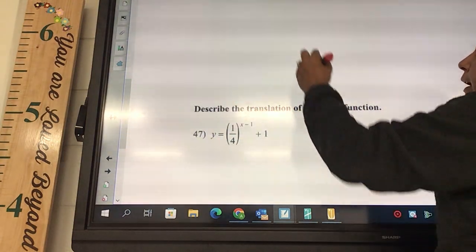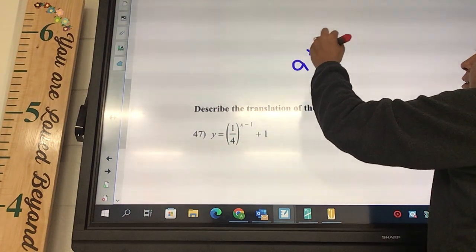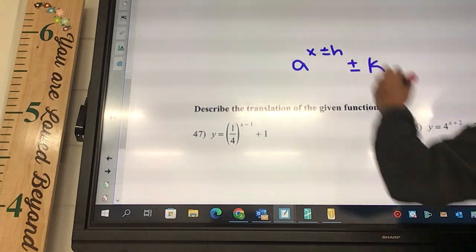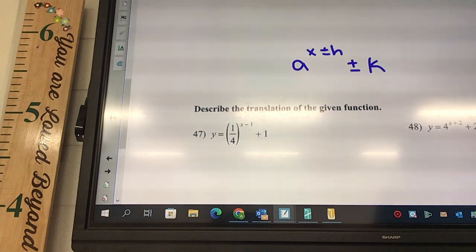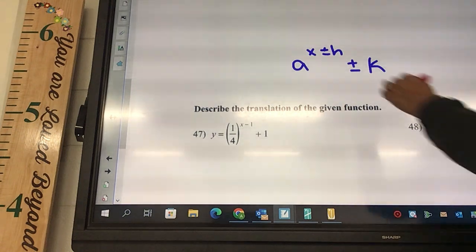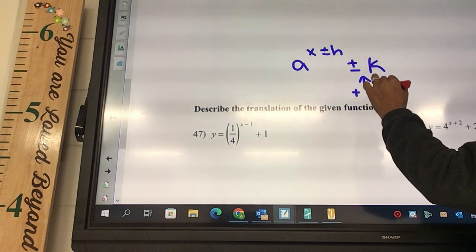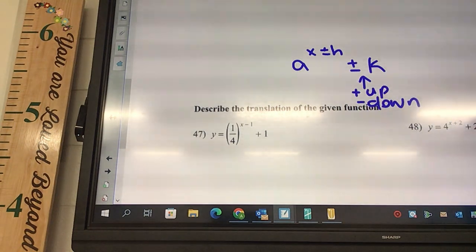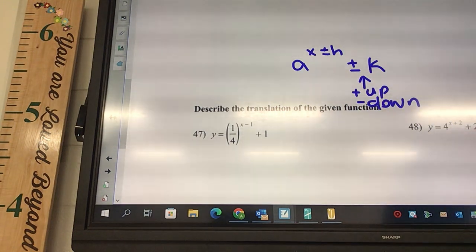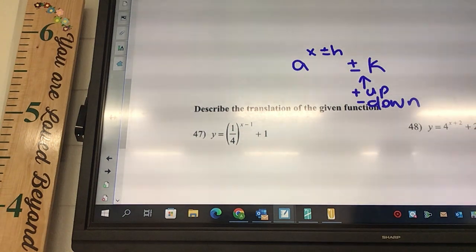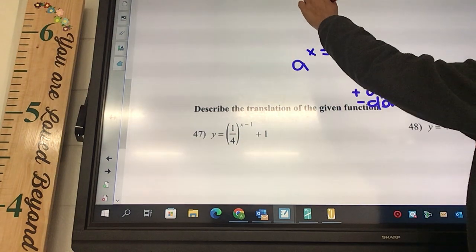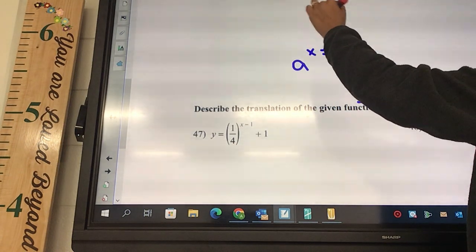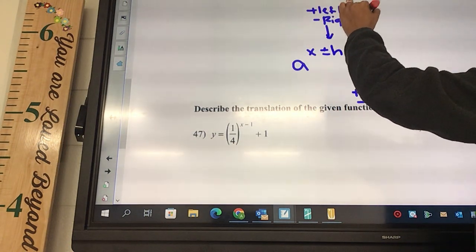Okay, so we got a to the x plus or minus h plus or minus k. That's the formula. If the k is positive, it's going to go up. If it's a minus, it's going down. For the inside here, if it's a plus, I'm going to the left. A minus is going to the right.